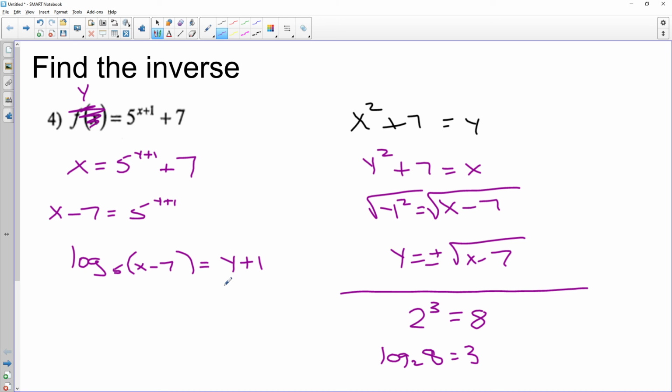And then this is something that I can very easily solve for y now. All I need to do is take this plus 1 and subtract it to the other side, and it's going to say the log base 5 of x minus 7, minus 1, is equal to y.